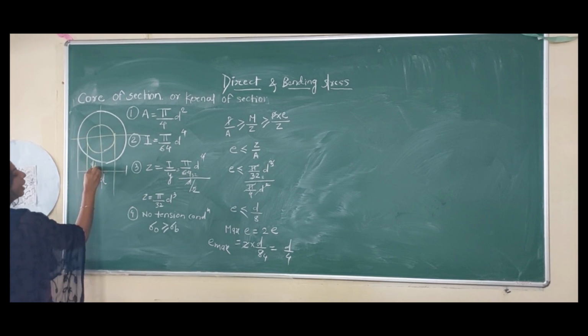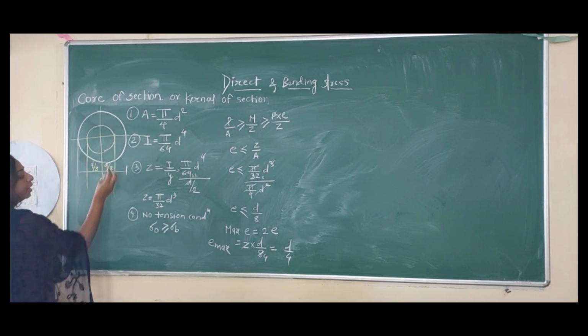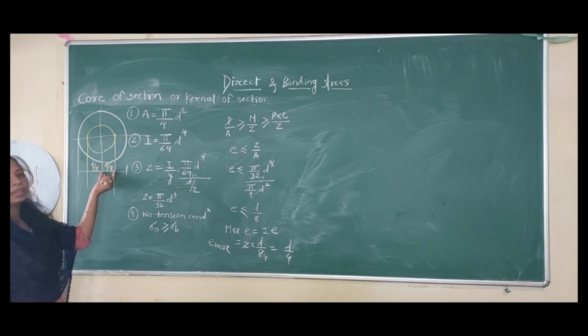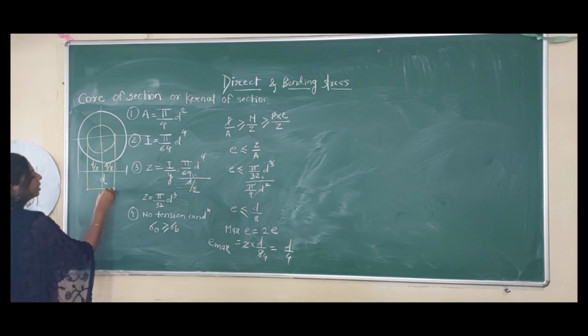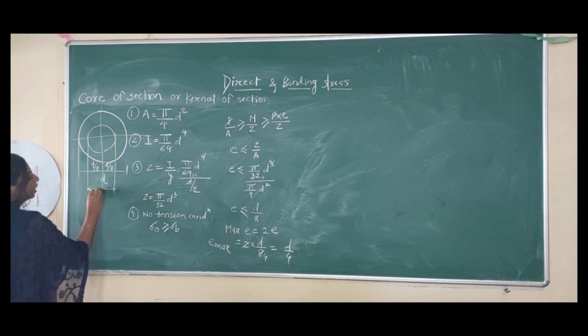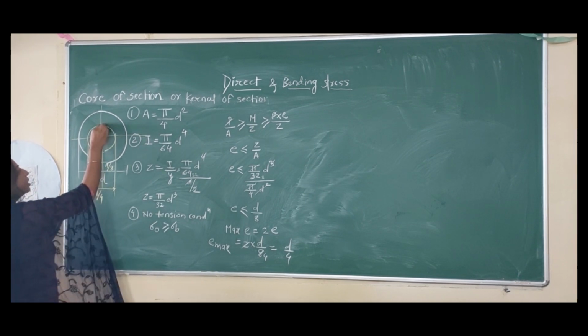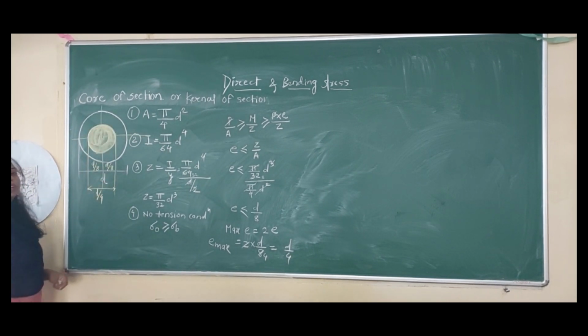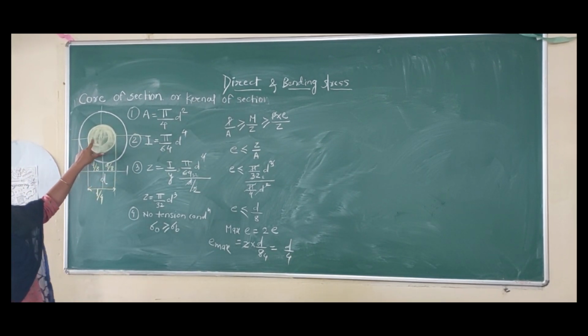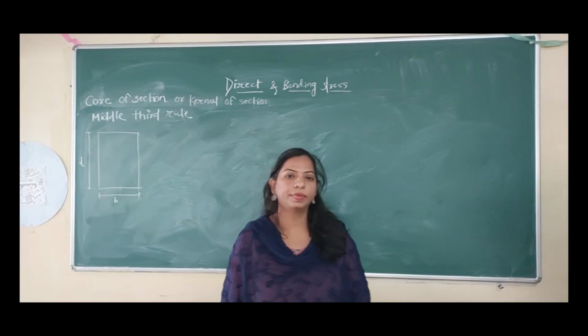This is d by 8. It is a limit of eccentricity, d by 8, and it is a maximum eccentricity which is d upon 4. And this is a centrally located portion where there is only compression zone. There is no tension at all.